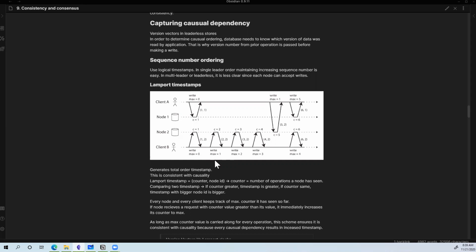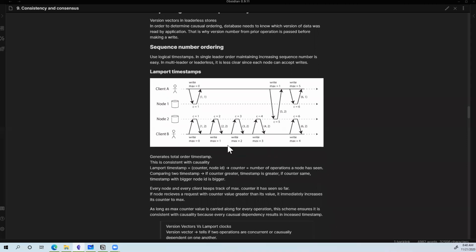But another thing is that this will not tell if two operations are concurrent. I'm a little confused here, because we can tell if two operations are concurrent by looking at this first value, right? If the first value is the same, then that means two operations are concurrent, right? But in the book it has mentioned that Lamport timestamps cannot be used to tell if two operations are concurrent.